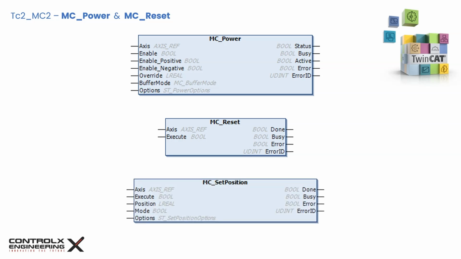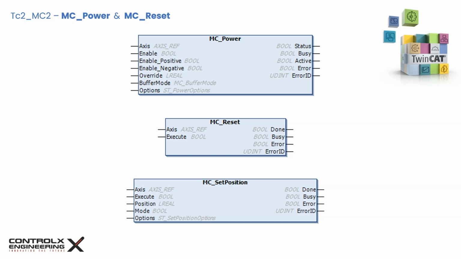The MC set position function block can be used to set the current access position to a desired value without causing any movement. This function block can also be used during motion without changing the commanded position, which is now positioned in the shifted coordinate system. The command is executed on the rising edge of the execute input. Position input is the value that the access position will be set to. In absolute mode, the actual position is set to this value, and in relative mode, it is shifted by this value.